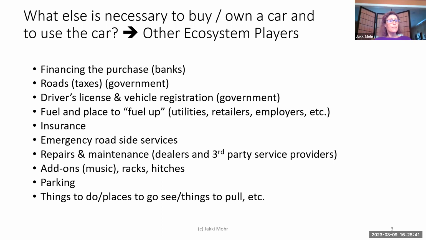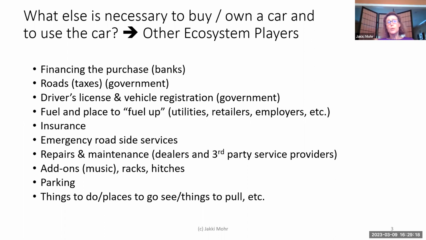We know customers need to finance the purchase frequently, so banks would be part of the ecosystem. We drive cars on roads. The roads are maintained by taxes and registration fees from the government. People need driver's licenses and vehicle registration, so the government is an ecosystem player. Cars need to be fueled up, and so if it's an electric vehicle, that would include electricity through utilities. We might also use convenience stations if it's gasoline, for example. Insurance, emergency roadside services, the list goes on.